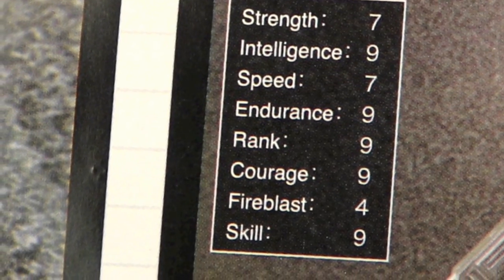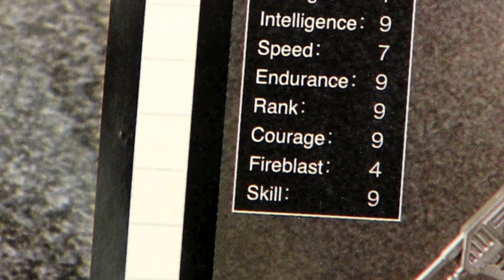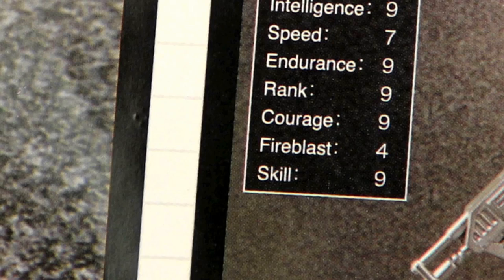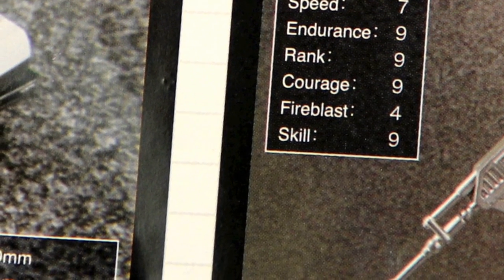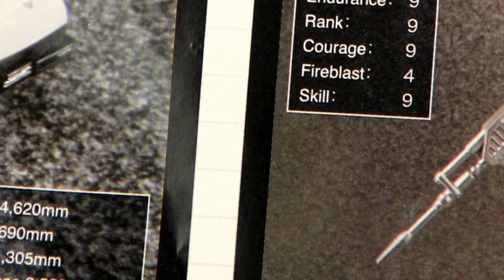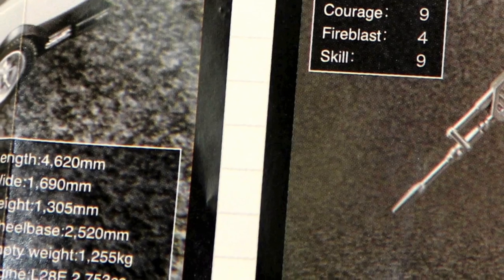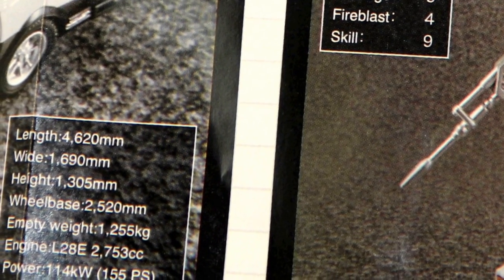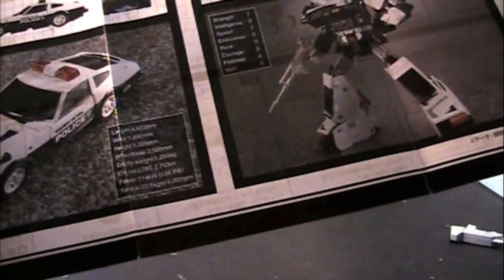And then it gives some statistics showing his strength, which is a 7, his intelligence, which is a 9, his speed is a 7, his endurance is a 9, rank is a 9, courage is a 9, fire blast is a 4, so I guess he doesn't have a lot of firepower, and his skill is a 9, and then some other dimensions and stuff for the toy are listed.